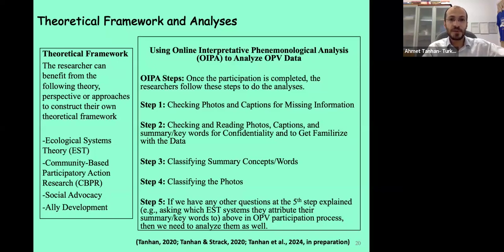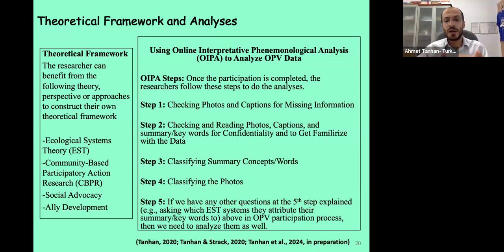And dear friends, when you are writing a paper, a theoretical framework, TF, is very important for us. If you don't have a theoretical framework for your study, it can be a really good study, but it cannot be published in top journals. So if we want to use OPV and have a theoretical framework, then you can use OPV and also benefit from some other theories. It's up to your topic. For example, in published OPV or OIPA papers, people use ecological systems theory as part of their theoretical framework, community-based participatory research, CBPR or PAR, social advocacy theory, allied development theory, feminist theory, etc. Okay.